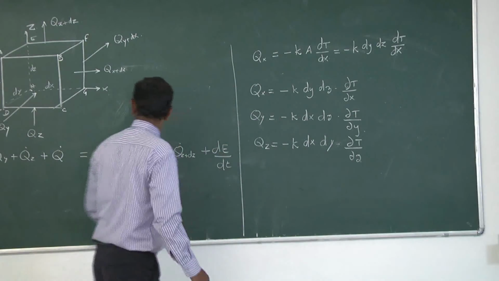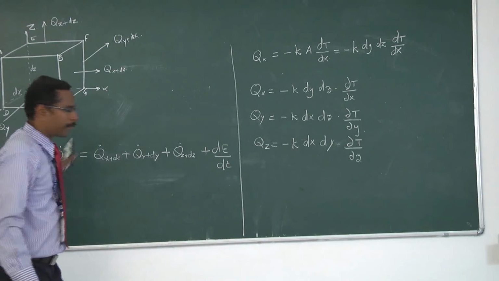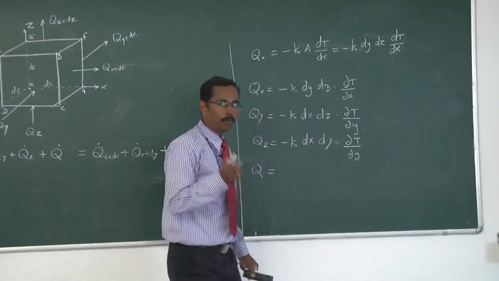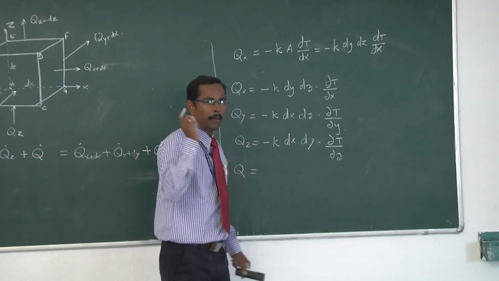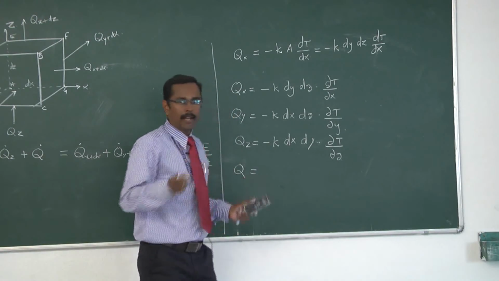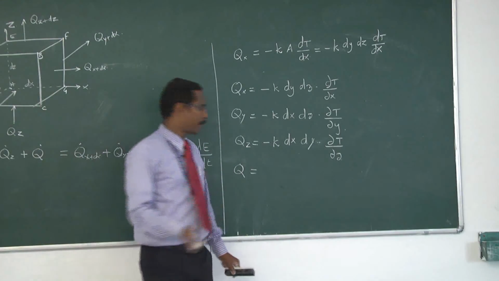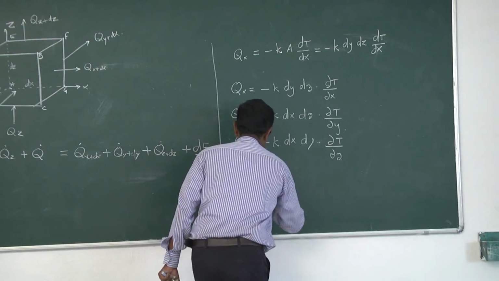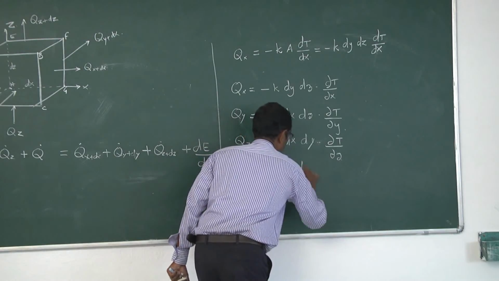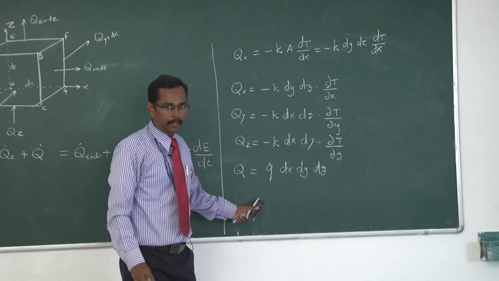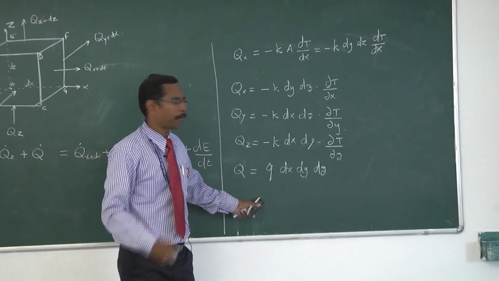Now we will move to the heat generated within the element, Q dot. Q dot is the amount of heat generated in the element per meter cube. We have the volume dx into dy into dz. So Q dot into dx into dy into dz is the amount of heat generated in the element, which is a volumetric phenomenon.